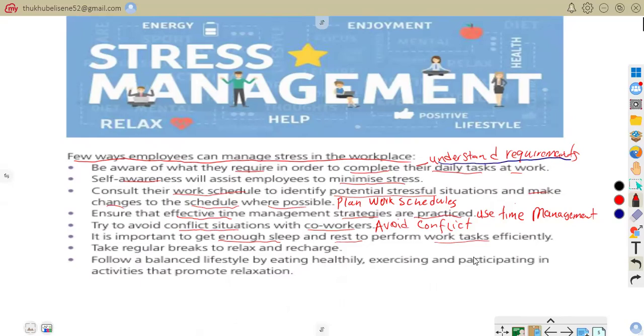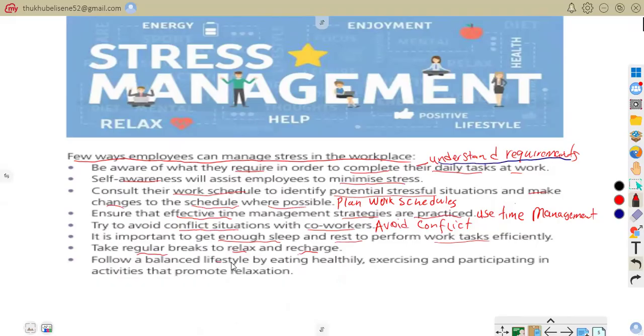It is important to get enough sleep and rest to perform work tasks efficiently. Here we are saying get enough sleep and rest. Rest improves focus as well as energy. Take regular breaks to relax and recharge, meaning breaks help refresh the mind. Taking regular breaks is going to help you refresh what? The mind.